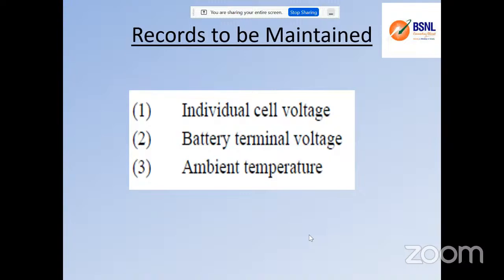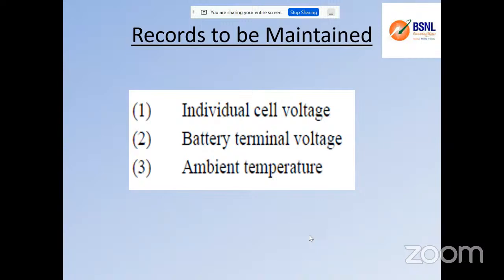So in terms of our telecom industry, we used to have these types of records. Though I said it is maintenance free, there will be some records which are used to maintain the batteries. We used to have the individual cell voltage. We allow the battery to handle the load. That means we'll switch off the mains and allow the batteries to handle the load, and we will take the individual cell voltage, which will give the performance of each cell.